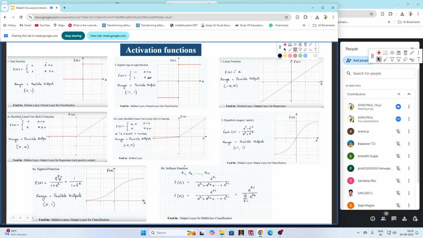The sigmoid function f(z) will be e to the power z divided by 1 plus e to the power z, or we can write it as 1 by 1 plus e to the power minus z. Its range is between 0 and 1. It will not go to the negative side.